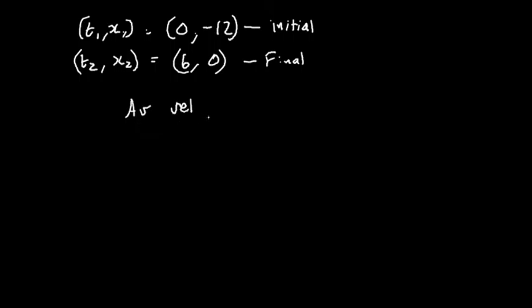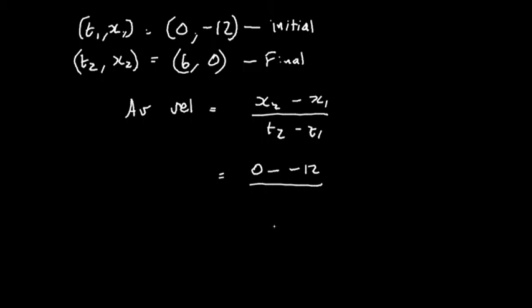whereas velocity usually is meters per second. So x2 take x1, we get 0 take minus 12 over t2 take t1, which was 6 take 0, we get positive 12 over 6, which is 2 meters per second.